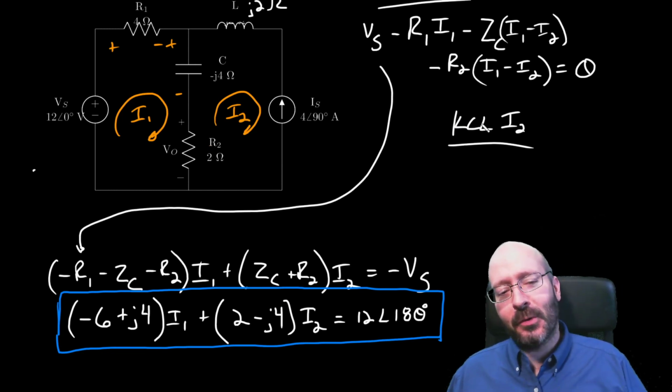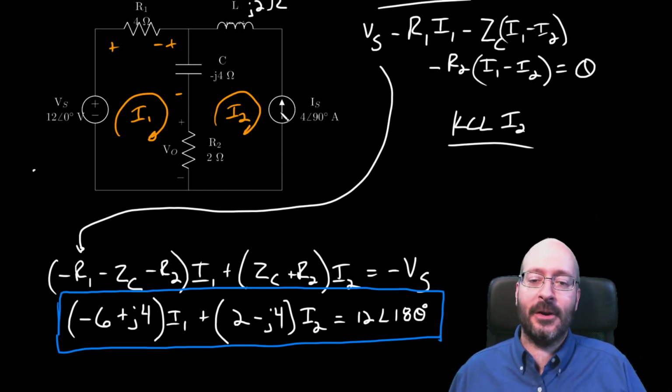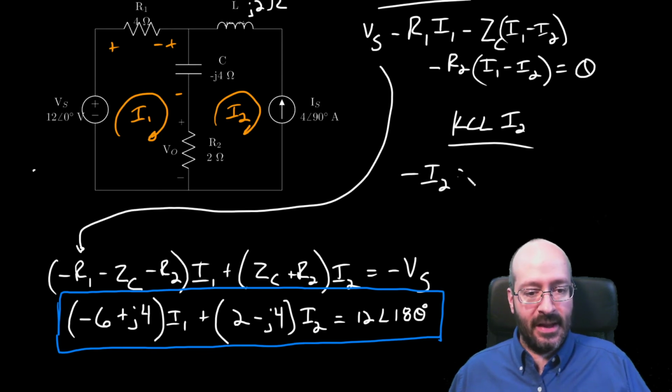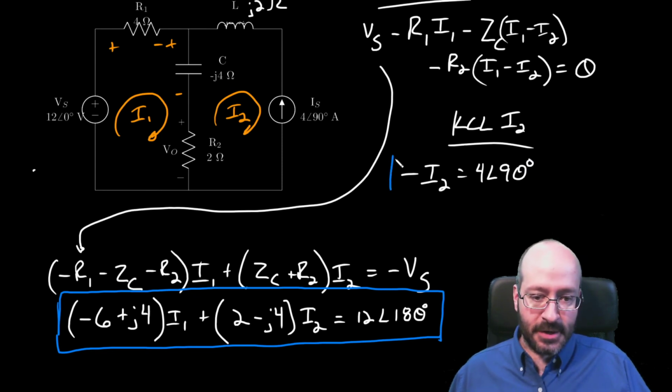Okay. We're writing a KCL for I2. Does I1 touch the current supply? Nope. Does I2? Yep. Same or opposite direction? Opposite. So it's negative, and that's equal to 4 at an angle of 90 degrees. Okay, that's our second equation.